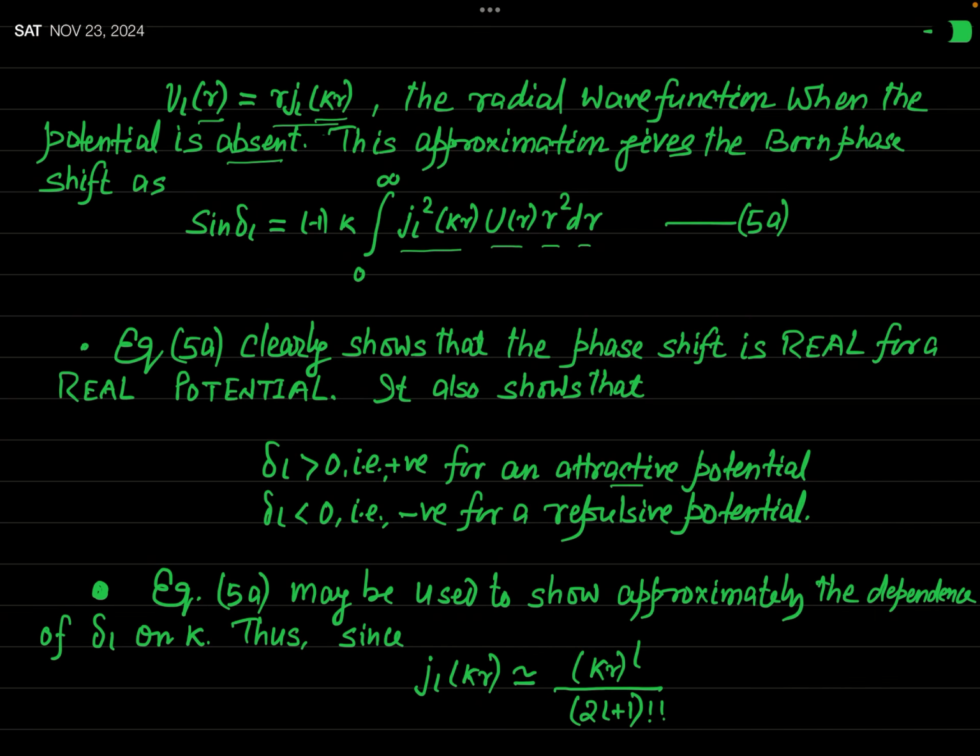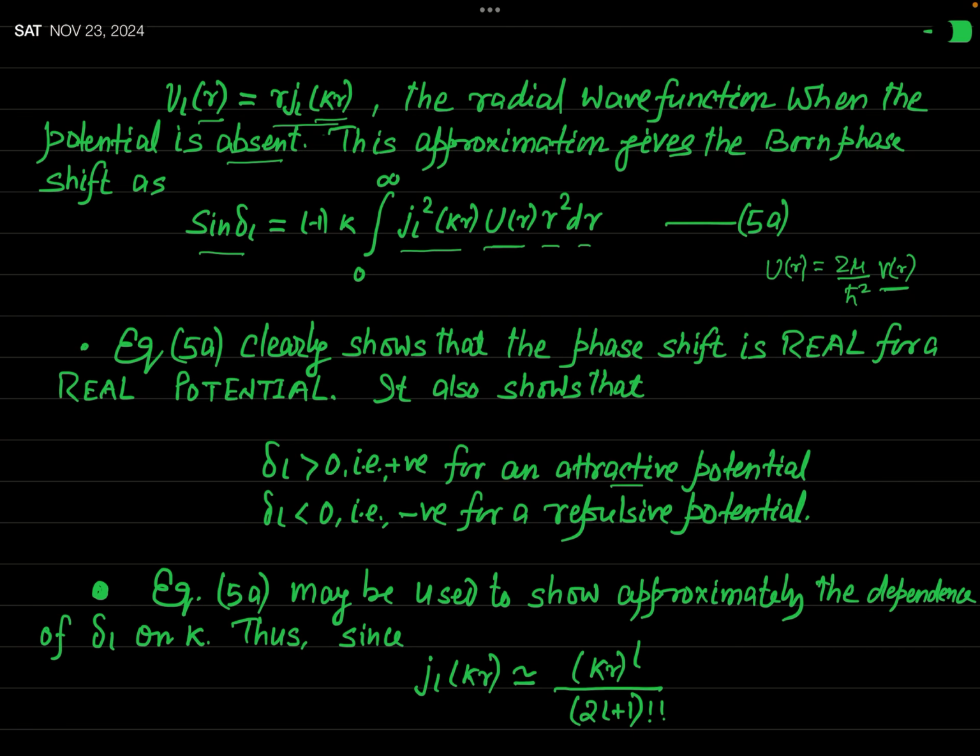Now you can see from this equation that if the potential is real, that is, this UR, which you have seen, is defined by 2 mu over H bar square times V of R, so if this potential V of R is real, then sine delta L, or delta L, will also be real. This equation shows that the phase shift delta L is real for a real potential.